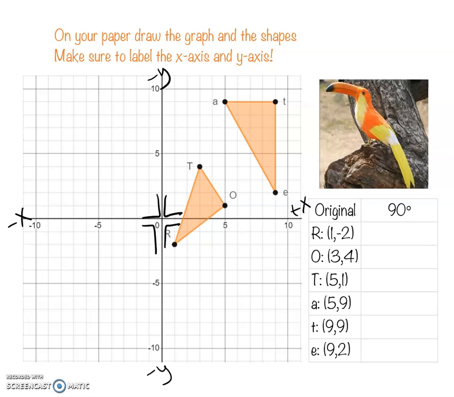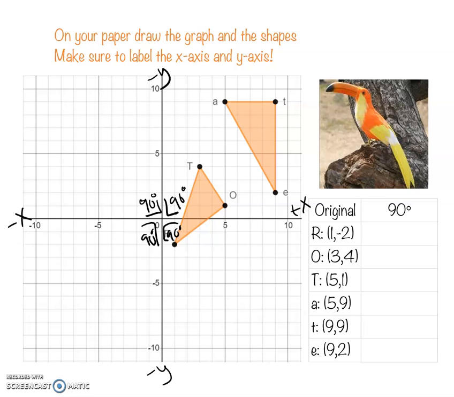Each and every one of these is 90 degrees. So we're going to take each of these corners, each of these points, and we're going to rotate 90 degrees. That's 90 degrees. That's 90 degrees. Over here, another 90 degrees. Over there, 90 degrees.